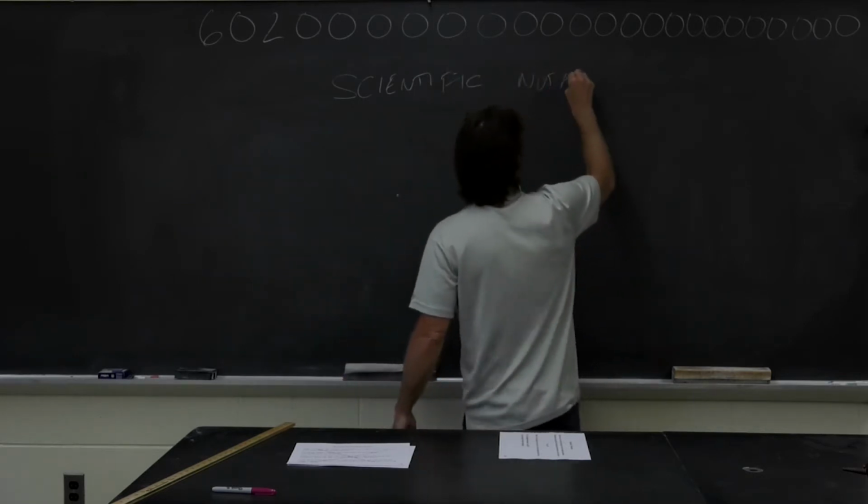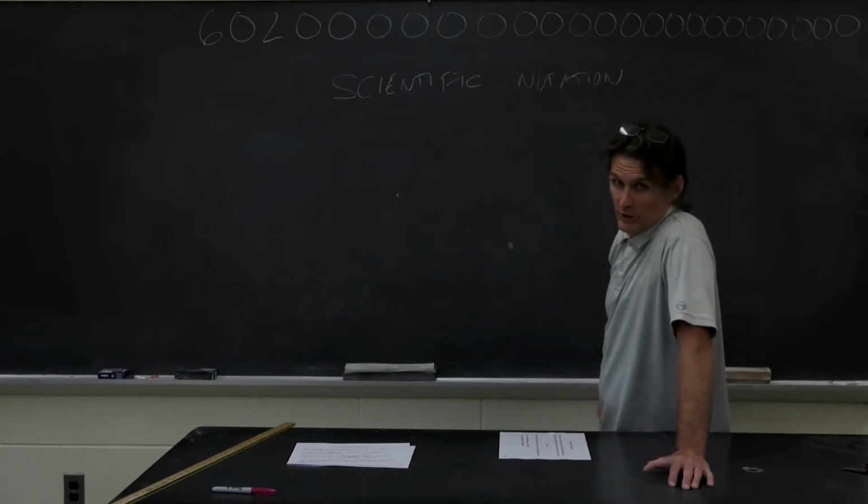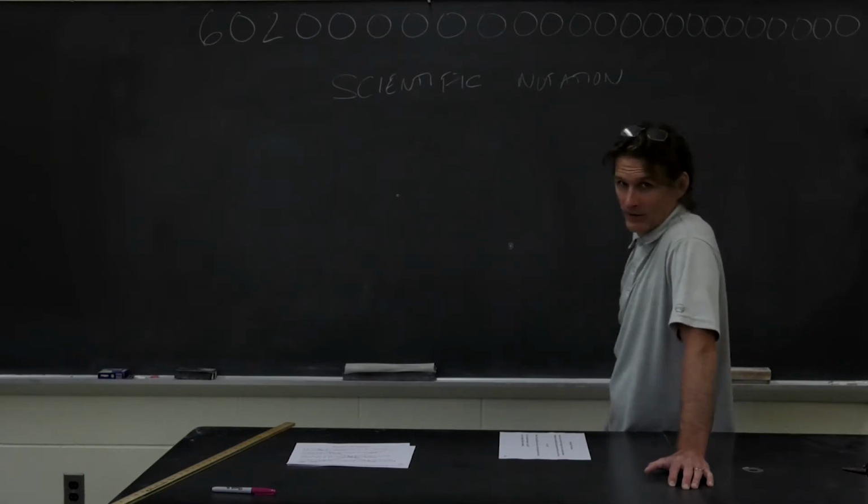Scientific notation is used to write very large or very small numbers, and we do it because nobody wants to write a number like that. It's just a shorthand way of writing large or small numbers.